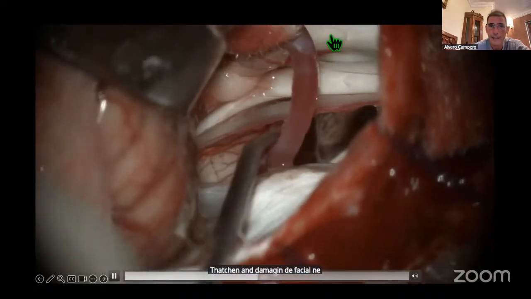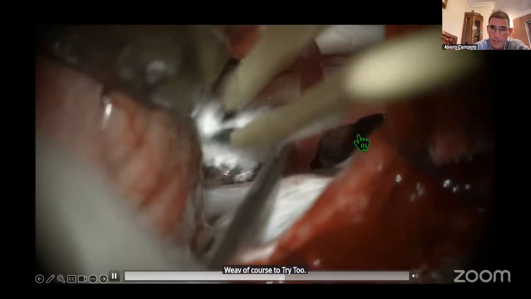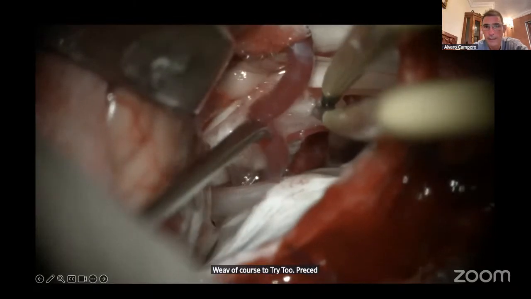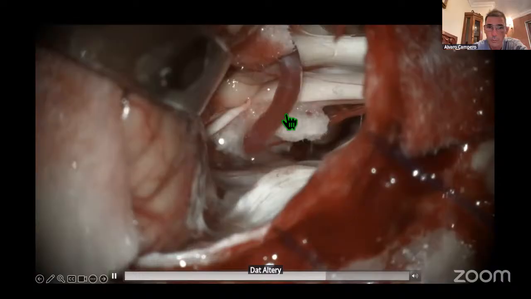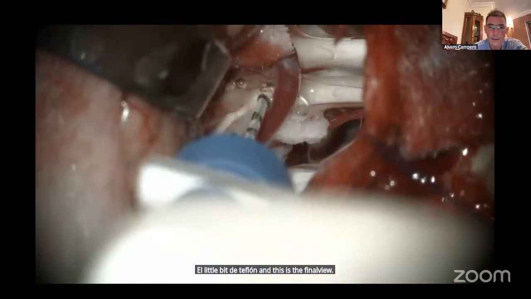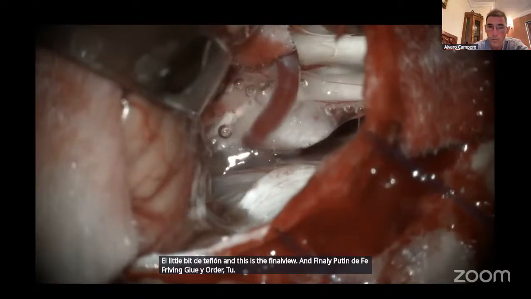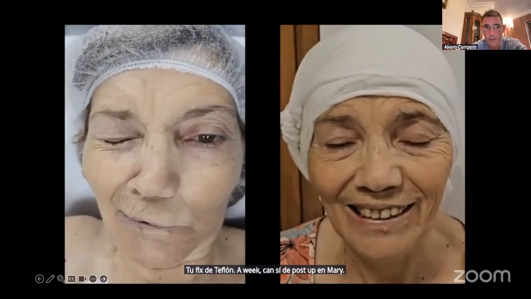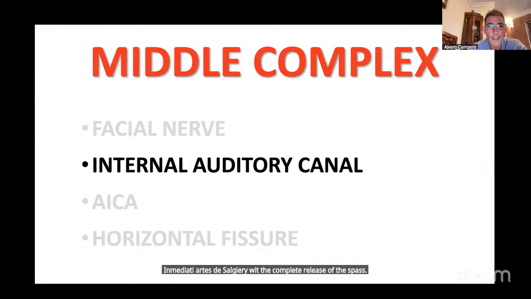This is the 8th and the 5th at this level. We have, of course, to try to preserve any small artery, and sometimes we use that artery in order to fix a little bit the Teflon. This is the final view, and finally putting the fibrin glue in order to fix the Teflon. We can see the post-op MRI immediately after the surgery with the complete release of the spasm.